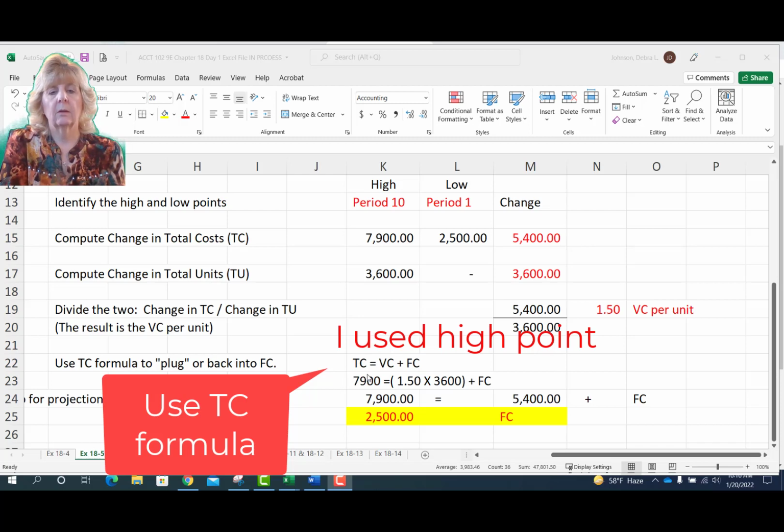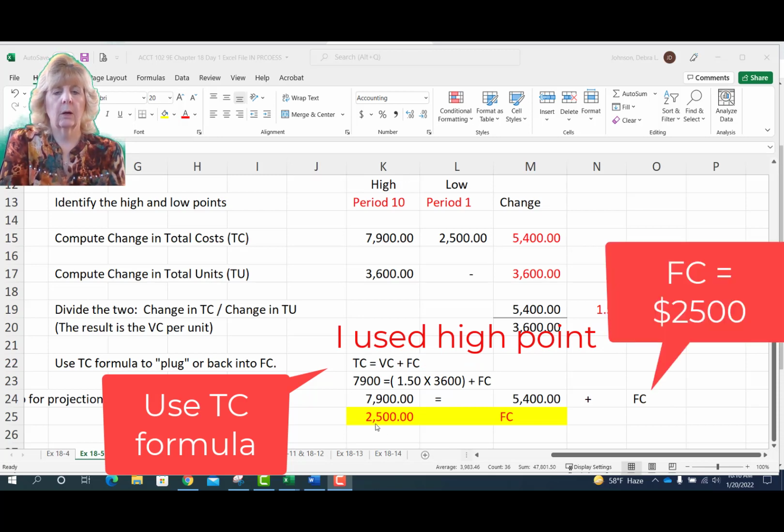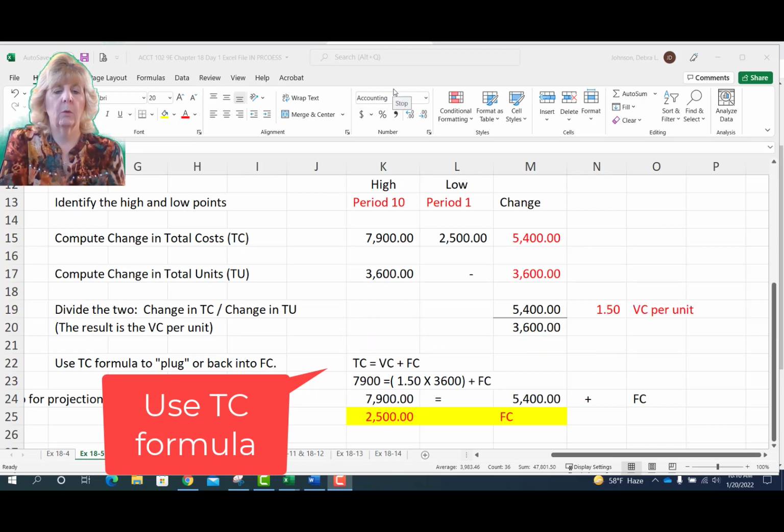At the high point, the total costs were $7,900, and based on a variable per unit cost of $1.50 multiplied by the 3,600 units that were created at the high point, you can do the math. Once we solve for fixed costs, we came up with 2,500. We'll work on that prediction in requirement 2 in a moment.